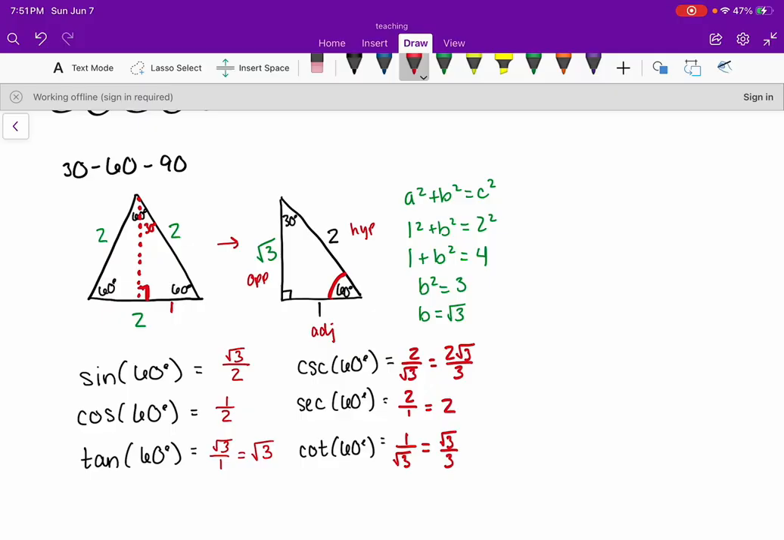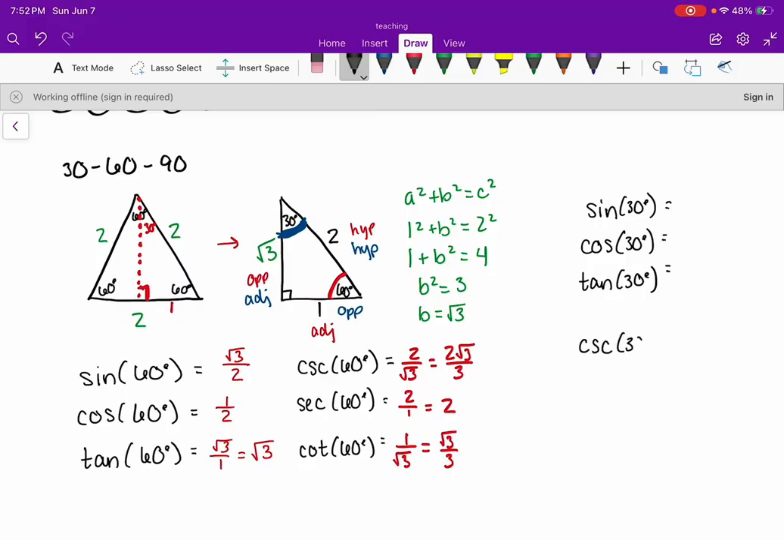Now I'm going to look at my 30-degree angle. Since it's up top, you're welcome to redraw the triangle. I'm just going to label it a little differently. If my 30-degree is at the top and that's the one I want to look at, that would mean that this side is now my opposite side. My square root 3 is now my adjacent side, but my hypotenuse is still 2. So I'll do sine of 30 degrees, cosine of 30 degrees, and tangent of 30 degrees. I'll also go ahead and do the reciprocals as well.